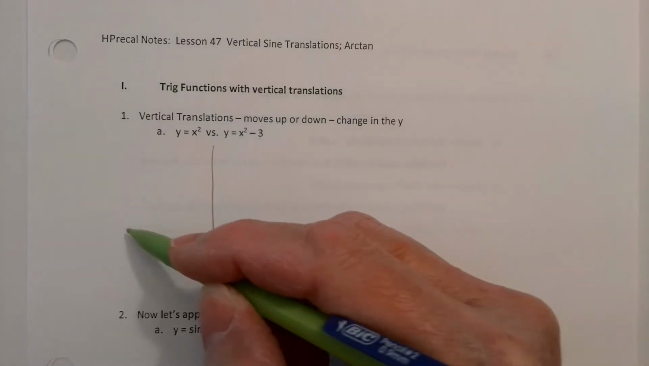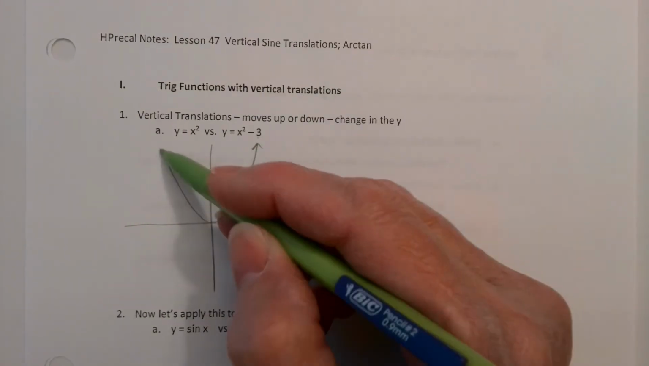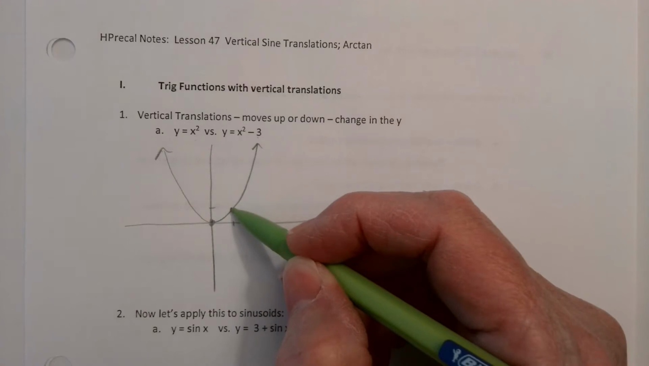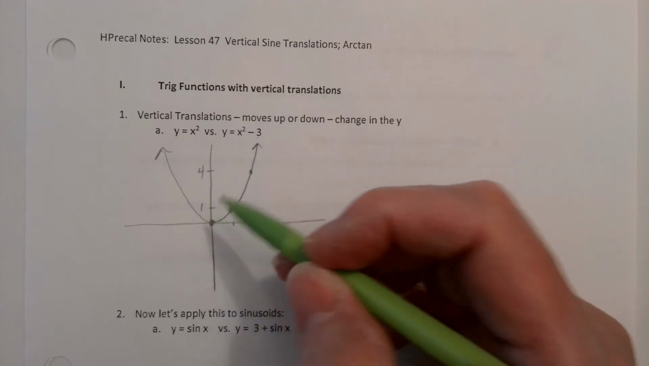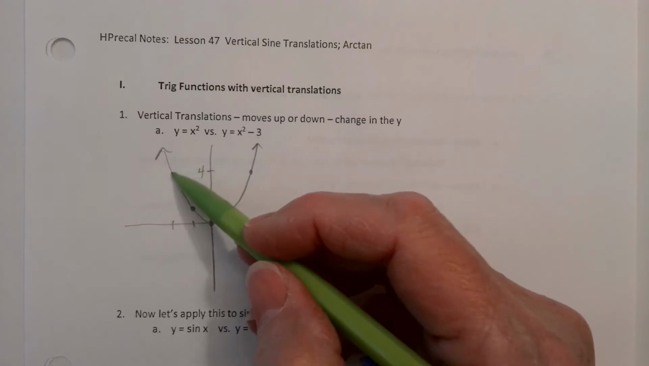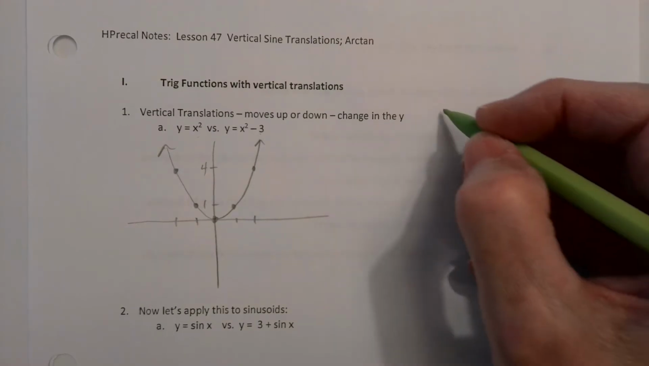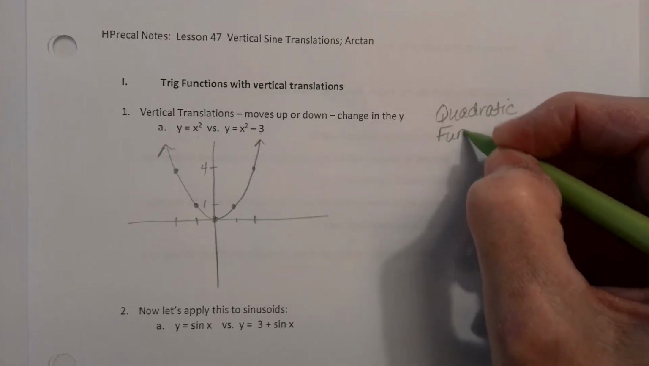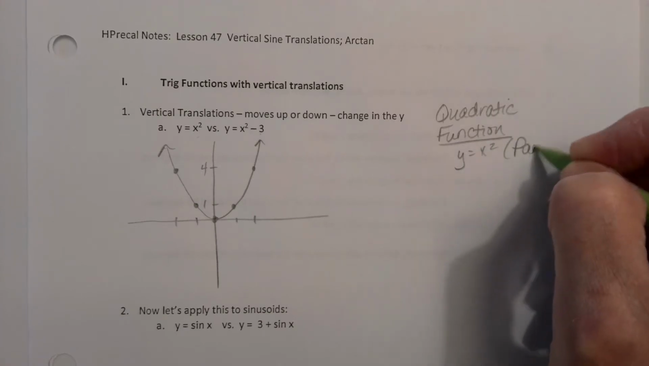So we know how to graph the basic parabola, y equals x squared. It basically looks like this. When x is 0, y is 0. When x is 1, y is 1. When x is 2, y is 4, right? Or when x is negative 1, it's 1. Or when x is negative 2, it's 4. So that's your basic quadratic function. It is called one of the parent functions.